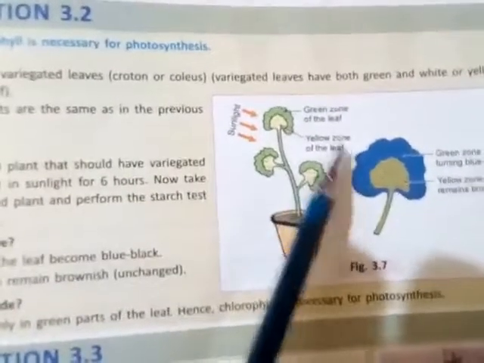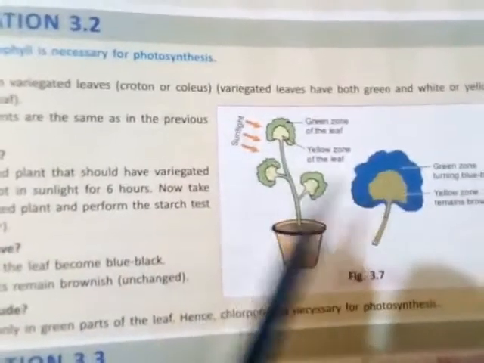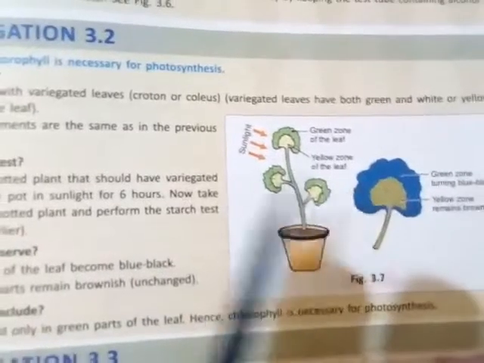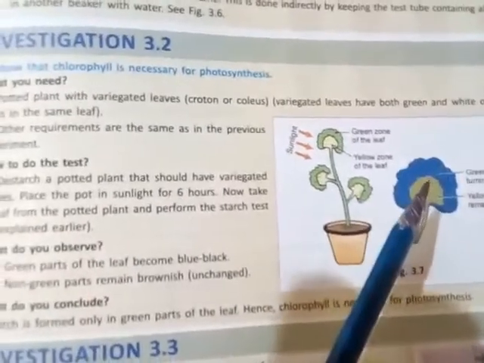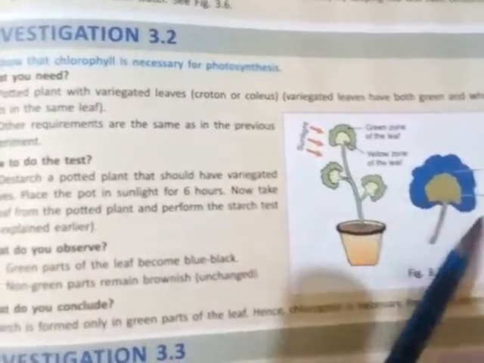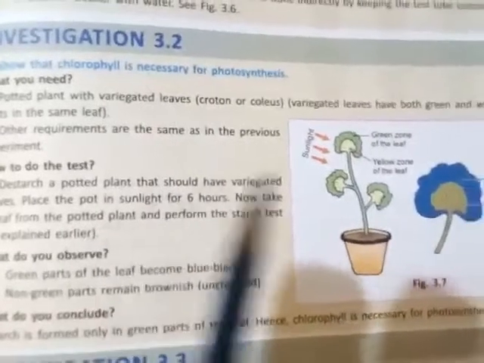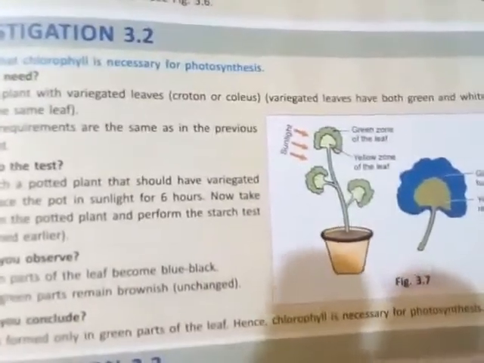Why? Because starch is not formed, because this is yellow, meaning there is no chlorophyll. So without chlorophyll, photosynthesis will not occur. That means we have two experiments so far. One is that sunlight is very important, and another thing is that chlorophyll is important. So sunlight and chlorophyll are the two important factors for photosynthesis.